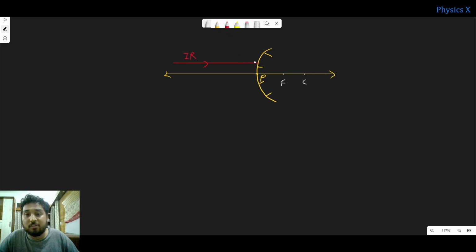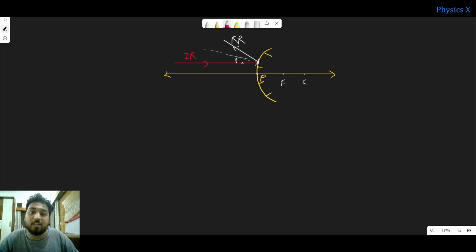Now for reflection, we will be seeing the laws of reflection here. So at this point, this is the point of incidence. From this point we will be marking the normal, and then this angle of incidence will be equal to the angle of reflection. So like this, the ray will be forming. So this is your reflected ray.